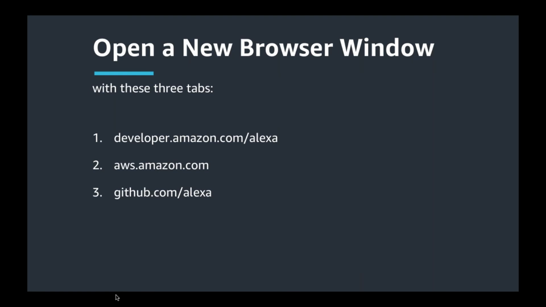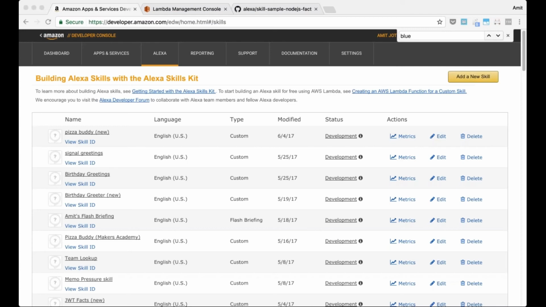So at this point, we are ready to jump in. I am going to switch over to my browser and I will open three tabs. The first one will be developer.amazon.com. The second is aws.amazon.com. And the third one is going to be github.com/Alexa, where I'm going to start off with the template. So at this point, let me switch over. And let's make sure I am actually showing you the browser for real.